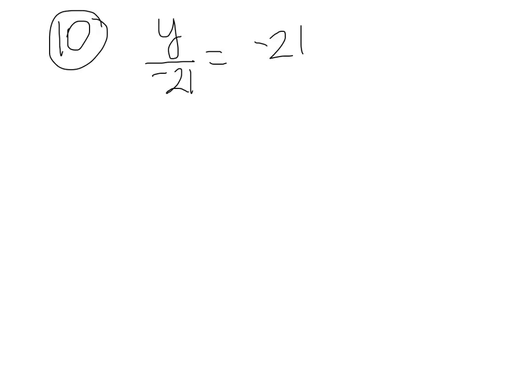This time I have y divided by a negative 21 equals negative 21. So let's multiply both sides by negative 21. So negative 21's cancel out to make 1. So I'm left with y equals negative 21 times a negative 21.